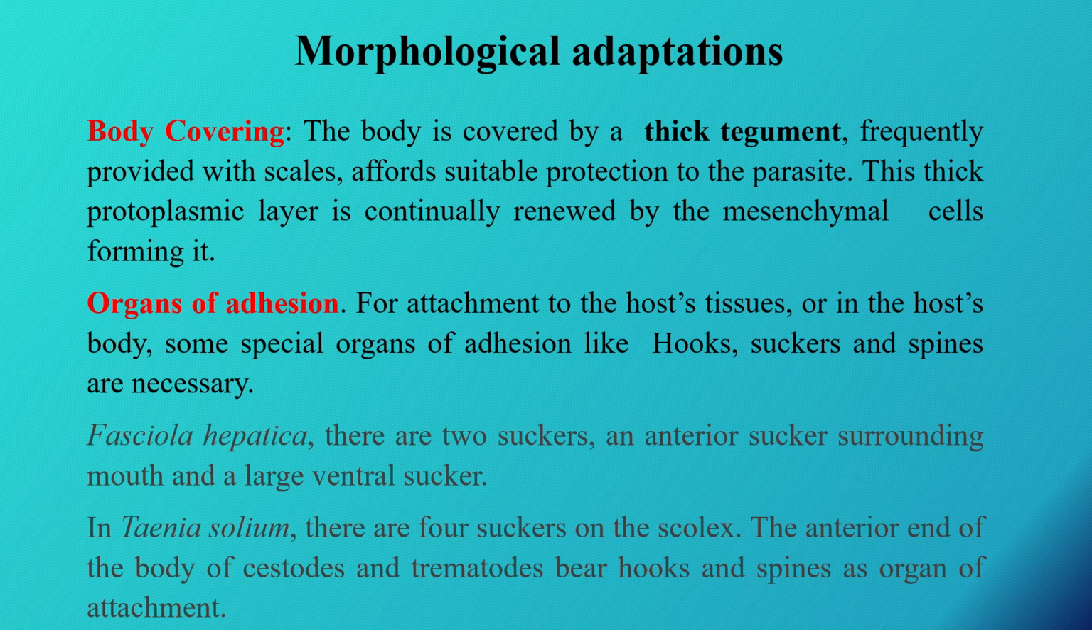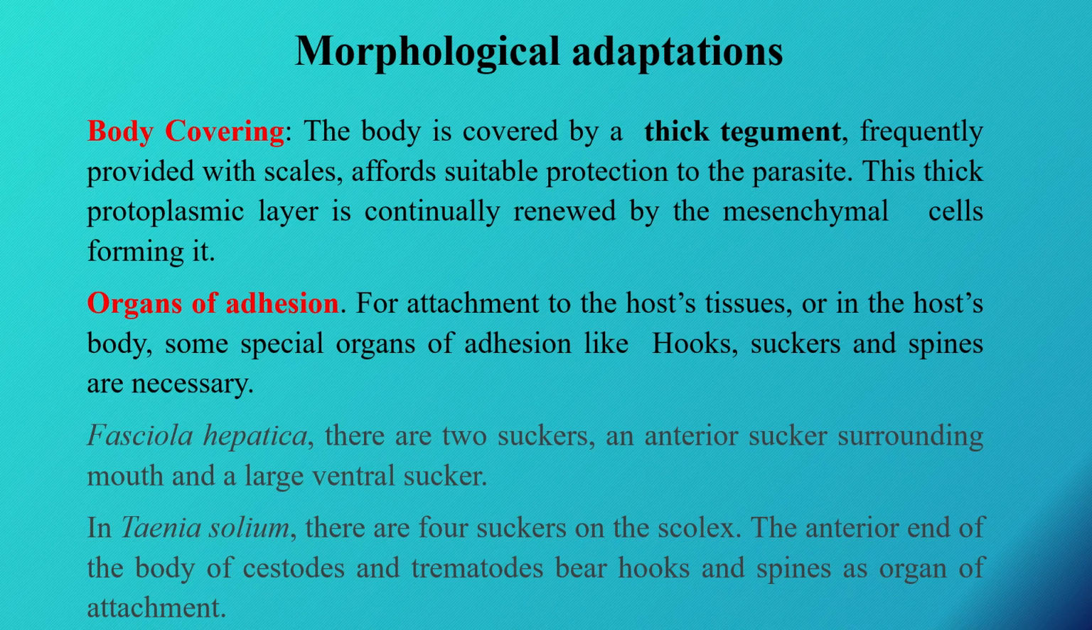The first one is the body covering. The body is covered by a thick tegument, frequently provided with scales, which affords suitable protection to the parasite. This thick protoplasmic layer is continuously renewed by the mesenchymal cells forming it. This body covering offers suitable protection to the parasite in whatever environment it lives.